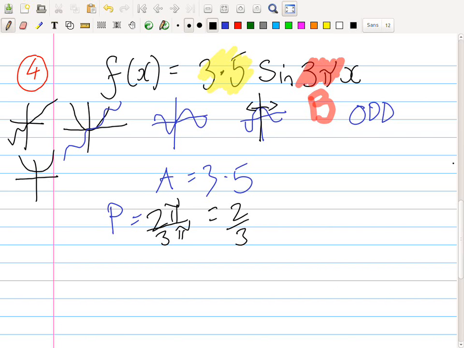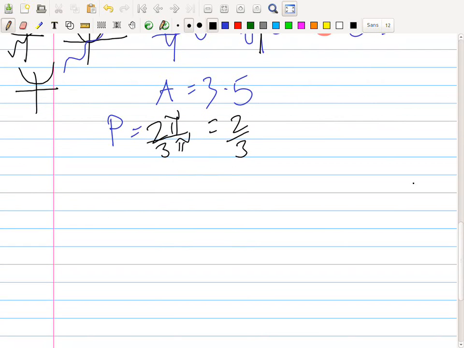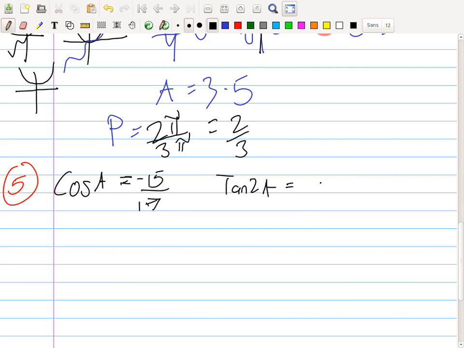Now on to 5. So in number 5, they want to know what is tan 2A, and they give you cos A. They say cos A is negative 15 over 17. So the formula is tan 2A equals 2 tan A over 1 minus tan squared A.